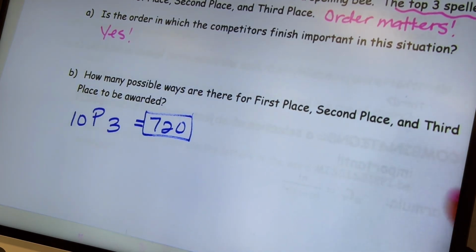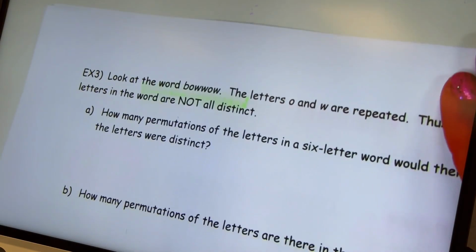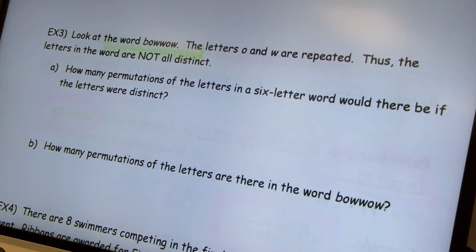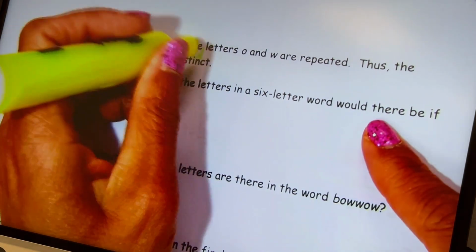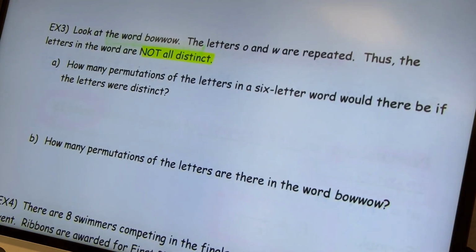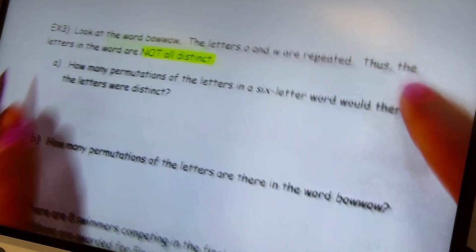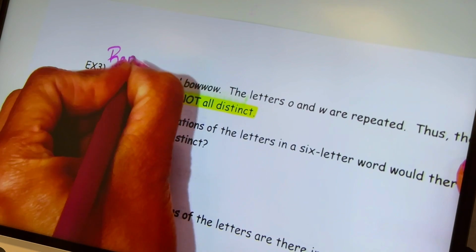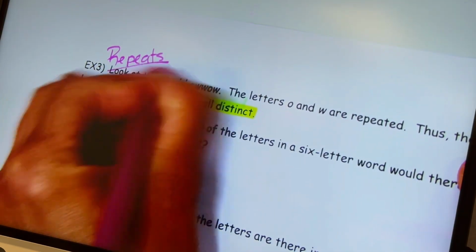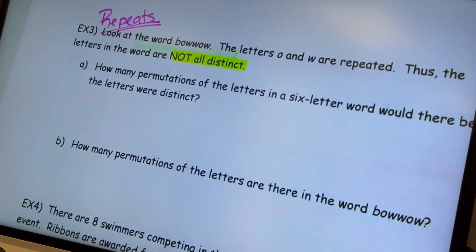On the next page, we got our third example there. It says, look at the word bow wow. The letters O and W are repeated. Thus, the letters in the word are not all distinct. This is key. The letters are not distinct. We've got repeaters. So this is an example when we have repeats of something. We've got repeats of the letter O. We have repeats of the letter W.